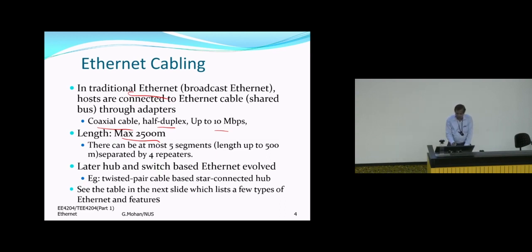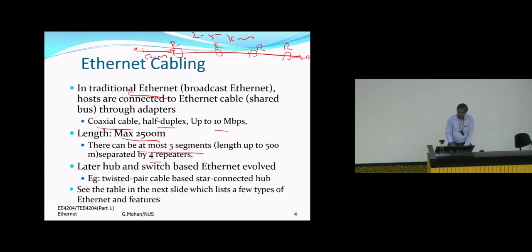So usually they are arranged into 5 segments, so the total length is 2.5 kilometers. But every 500 meters, we need a repeater, R, then R. Why? Because when the signal traverses beyond 500 meters, half a kilometer, there's a high chance of attenuation or damage for the bits. So we need what is called R, that is the repeater.